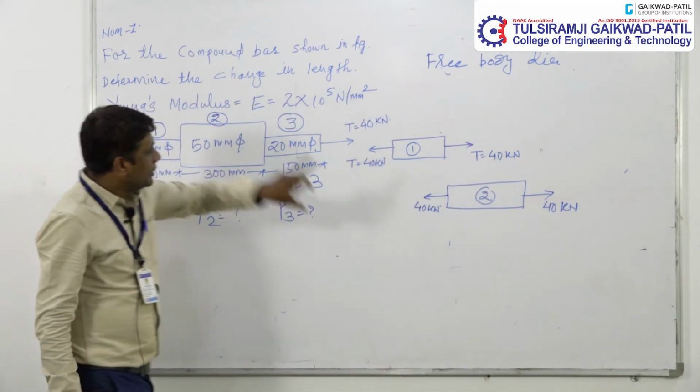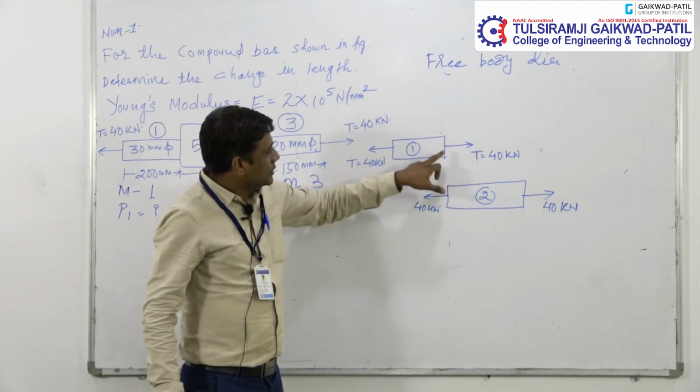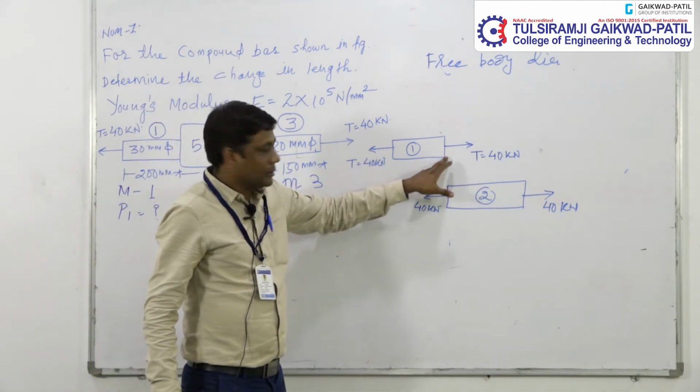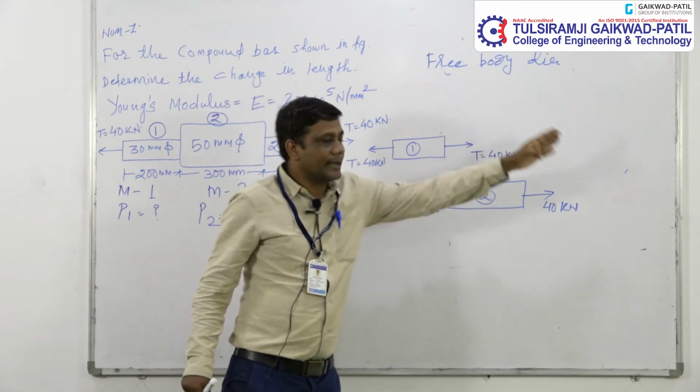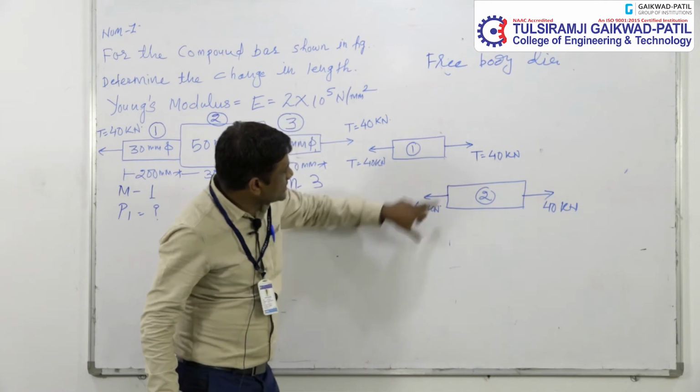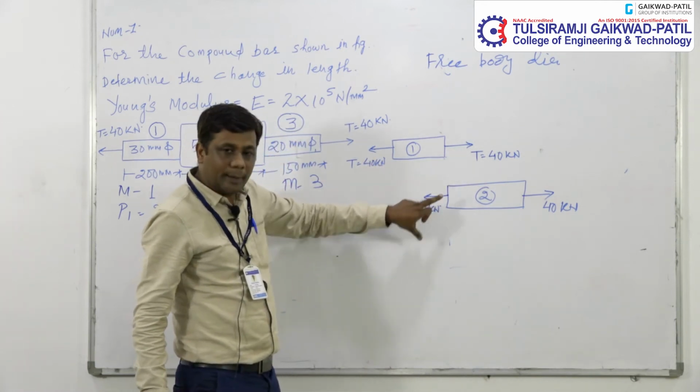Now see here, this is 40 kilonewton, this is 40 kilonewton. This 40 kilonewton is acting as a tensile force in the right side direction. So here we are balancing the force. Here we are applying a force of 40 kilonewton in the opposite direction.